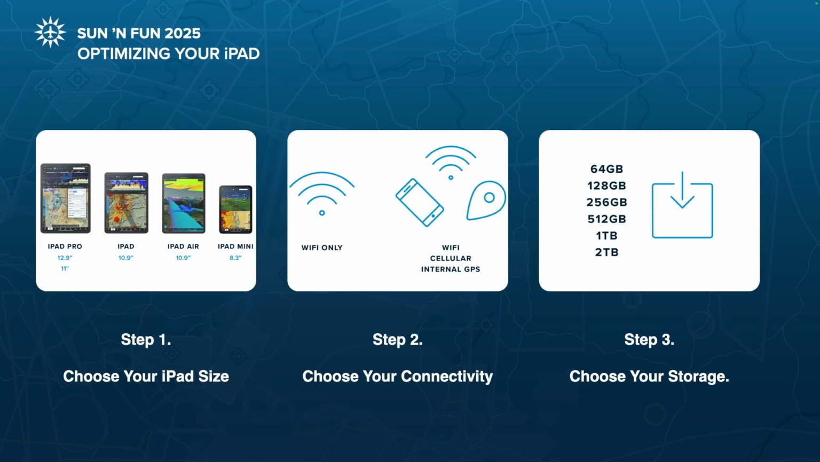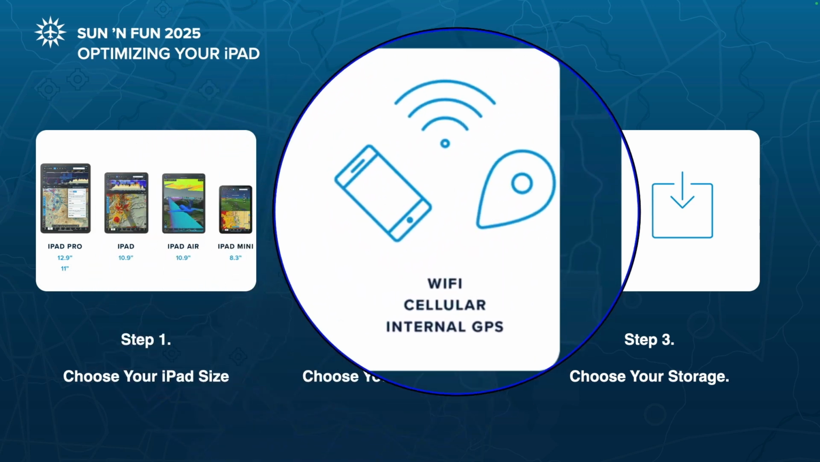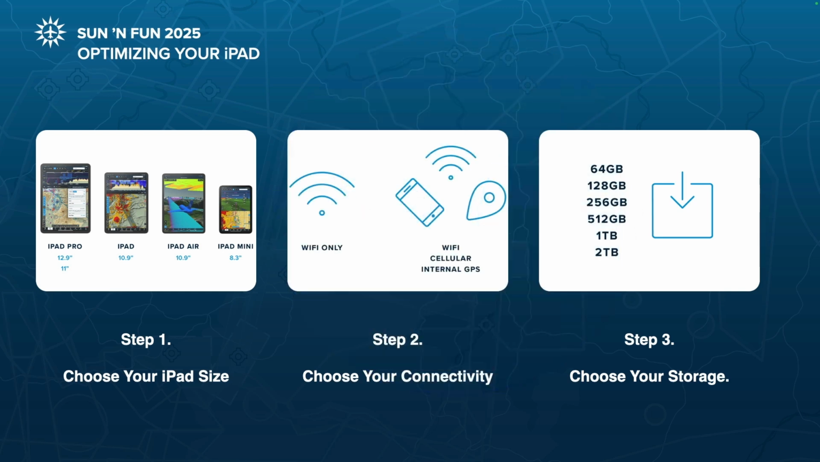Choose your size, choose your connectivity. Again, we're recommending the cellular, so you get the internal GPS, and then choose your storage. We would recommend, ideally, 256 gig. You could probably get away with 128, but you don't want to be wondering, oh, geez, am I going to have enough room to store everything I need for ForeFlight, plus all my pictures, plus all my music, plus all the million apps that I have. If you're like me, I have too many apps on my devices.